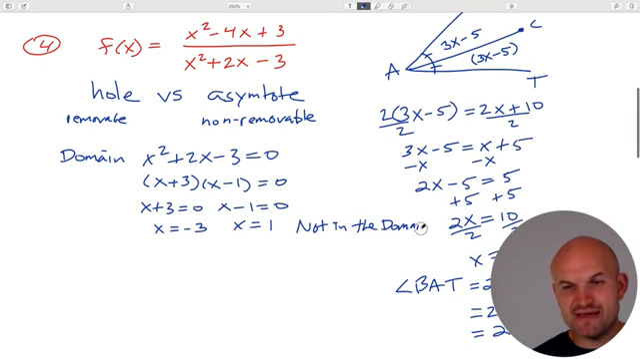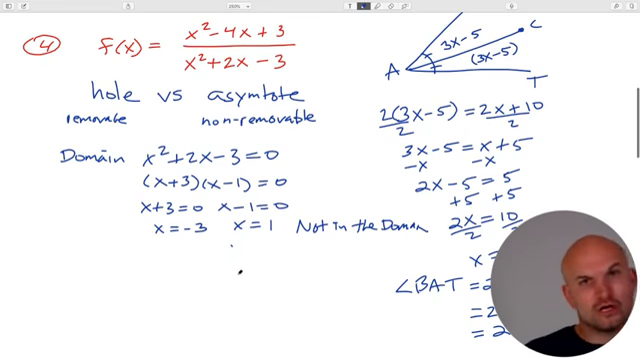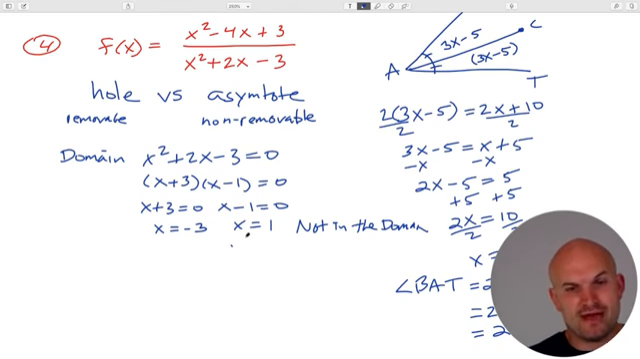These are the values that make my denominator equal to 0. Plug in -3, plug in 1, and they make the denominator equal to 0. They're not in the domain. So what type of discontinuity are they? Are they a hole or an asymptote? Are they removable or not removable, without even looking at the graph? You have to understand these are your discontinuities.